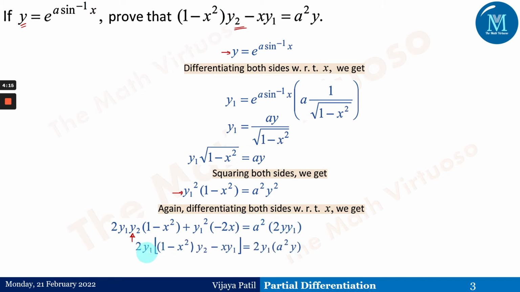Now rearranging the terms, here is nothing but 2y1. We have taken it out from both sides, on the LHS. We are getting 1 minus x square y2 minus x times y1 is equals to 2y1 a square y. Now y1 will go up from here, 2 will also go up, and you will remain with the answer 1 minus x square y2 minus x times y1 is equals to a square y. That is what we wanted from this particular question.